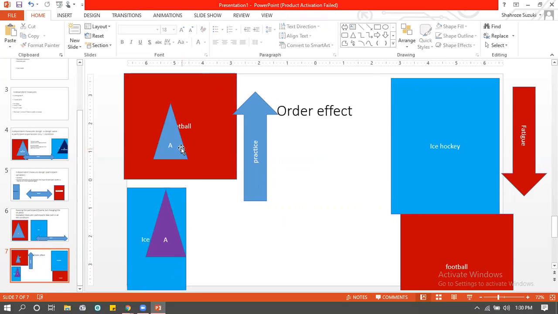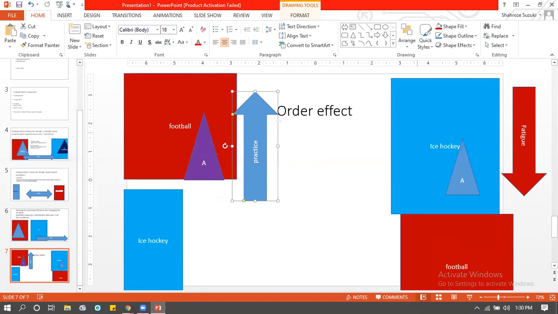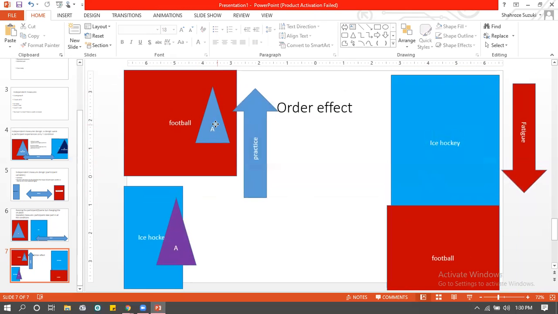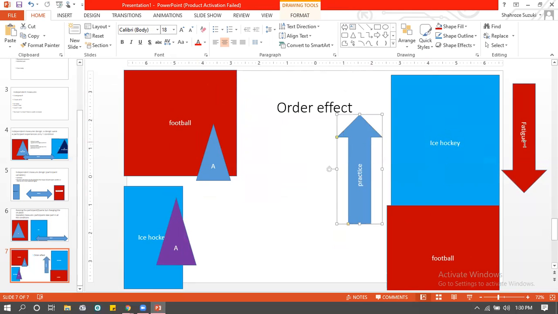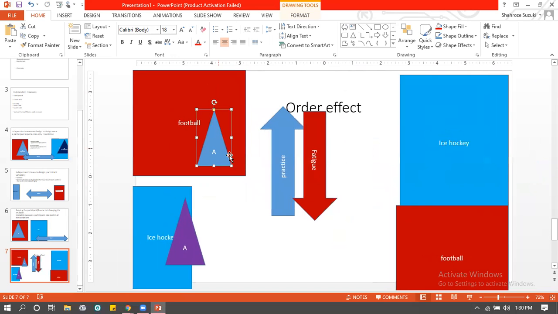Why? Because regardless of where ice hockey is placed, people do better. If I did it one way, I would not be sure whether it's because of practice or fatigue. But if I counterbalanced it, and this is counterbalanced, by the way, I made sure there is no order effect, because regardless of whether ice hockey is played first or last, people do better. This eliminates the possible explanation of order effect, because ice hockey was at both ends, before and after, for every different person.